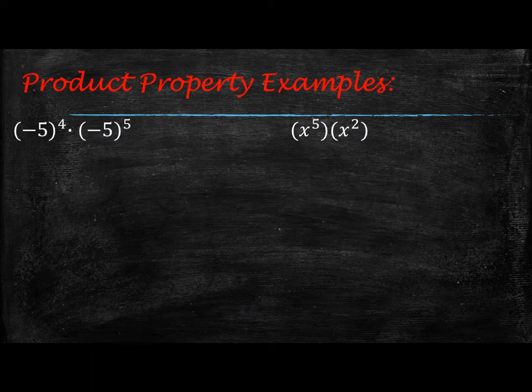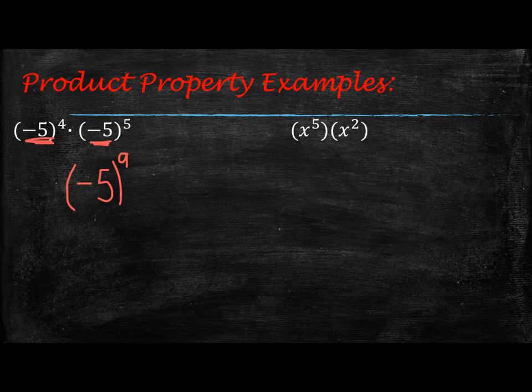So if we look at a couple of examples for the product property, here we have negative 5 to the 4th times negative 5 to the 5th. So we can see that we have the same base. You'll keep your base, but now we'll just add those exponents. So it'll be negative 5 to the 9th. Now I'm going to keep the negative in parentheses because it was in parentheses up here.